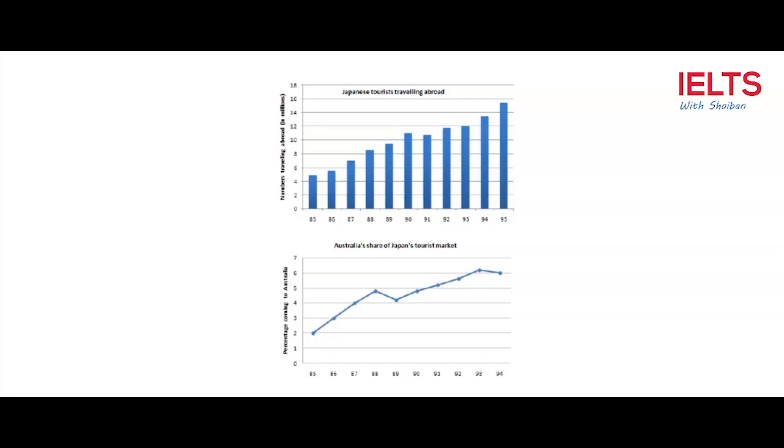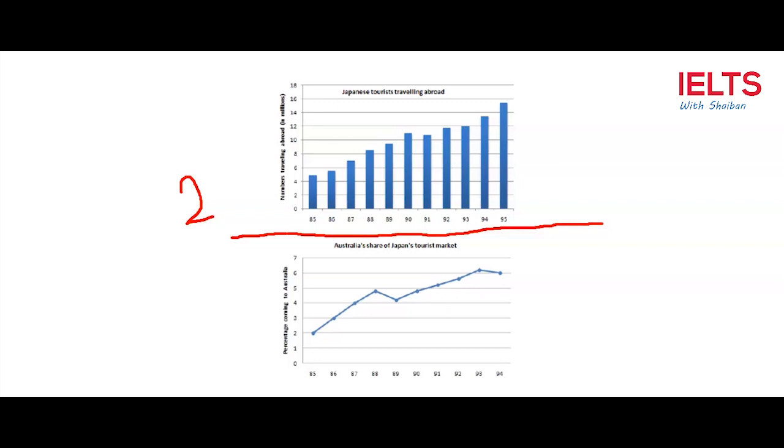For example, these two figures talk about Japanese tourists traveling abroad and Australia's share of Japan's tourist market. Of course, both talk about Japan's tourism and Japan's tourist market, but one of them is about Japanese traveling abroad, and the other is talking about Australia's share. So you can see here a bar chart with a line graph. So this is type 2 of IELTS, or multigraph. This is the second type, and they are different.